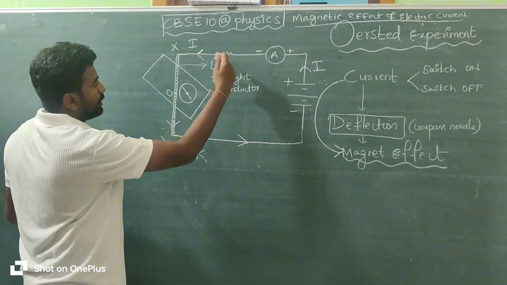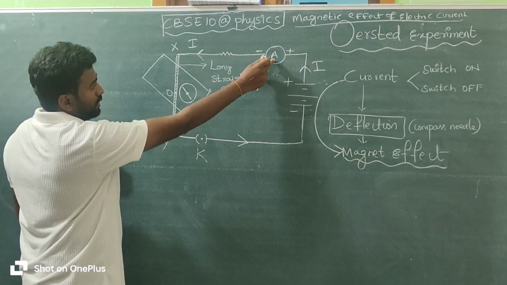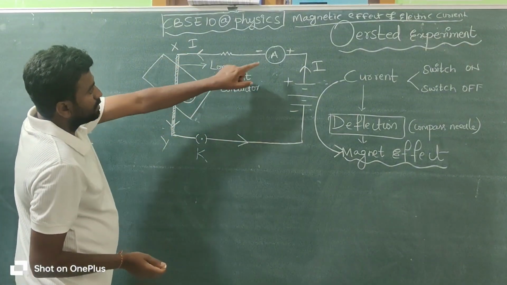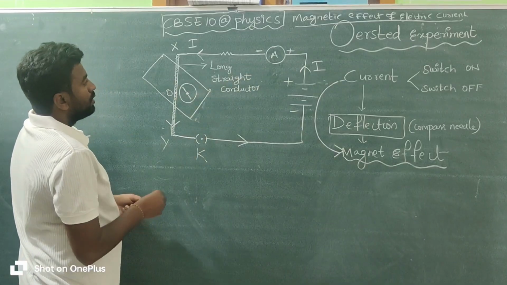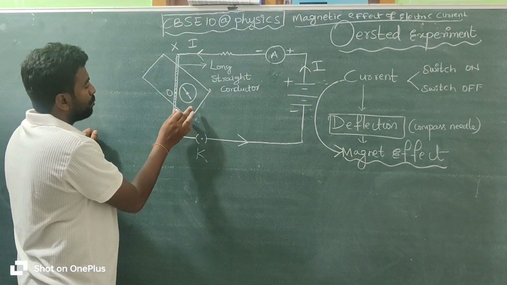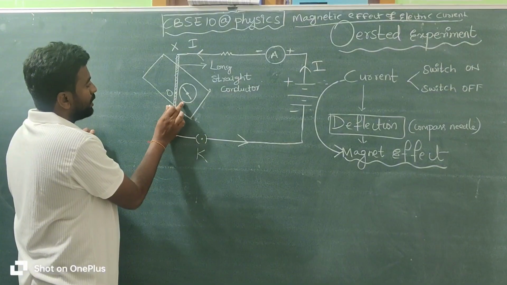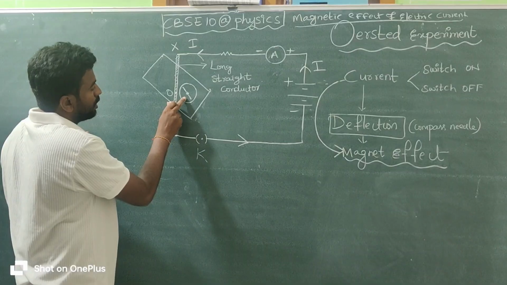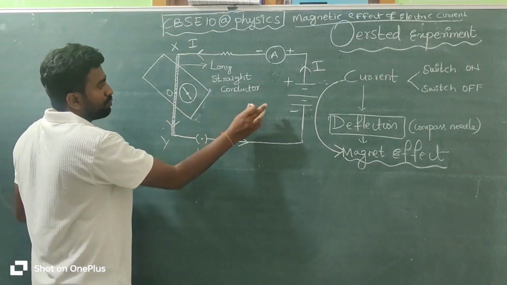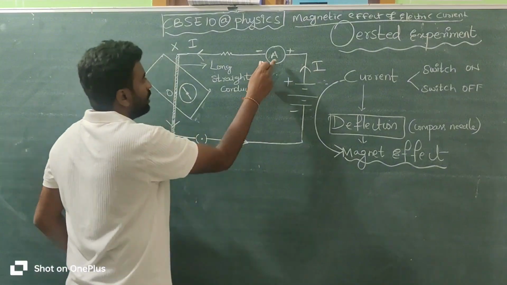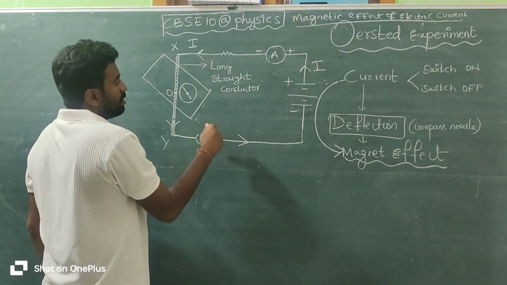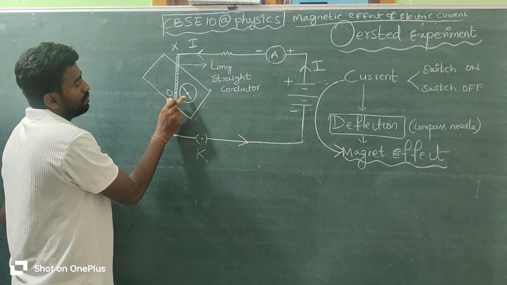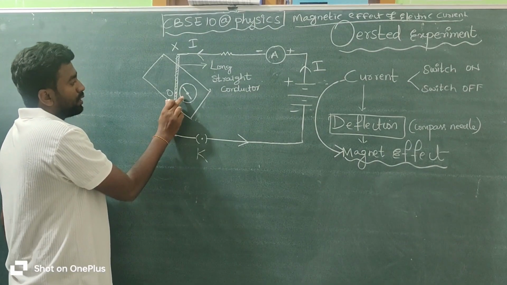If current is flowing in this circuit, there is a reading in the ammeter. While current is flowing, we bring a compass near the straight copper wire, and the needle in the compass shows deflection. When you switch on the current, there is a reading in the ammeter, current starts flowing inside the circuit, and the magnetic compass needle shows deflection.